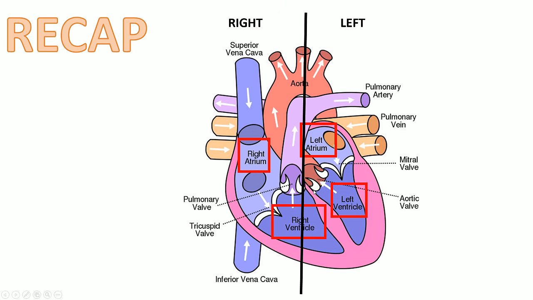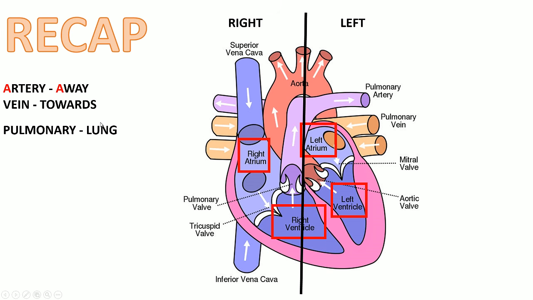Some other definitions: the artery will always take blood away from the heart, that's really important, and the vein will always take blood to the heart. And the word pulmonary basically is always associated with something to do with the lungs.